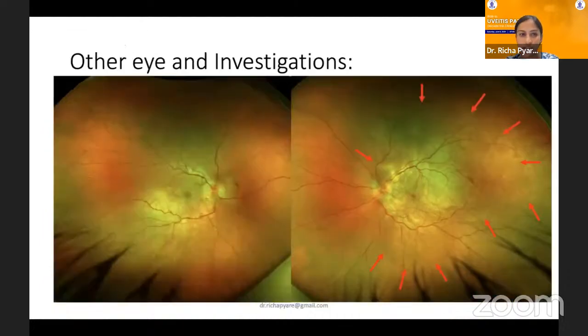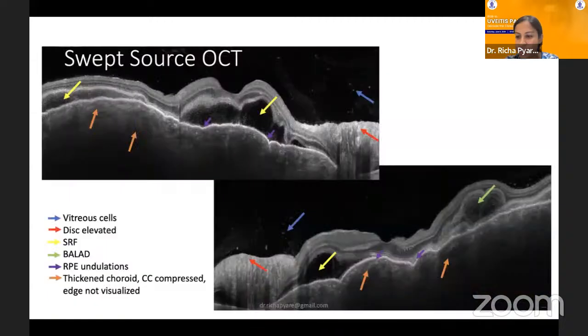So we are probably dealing with VKH. That is the provisional diagnosis. The other eye also shows a similar picture. And when we look at the swept source OCT, it shows many of the important biomarkers of VKH.